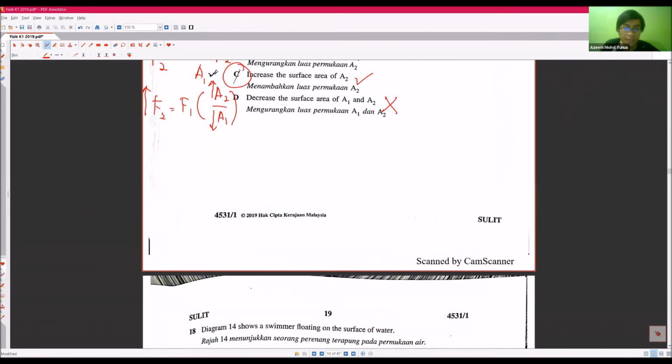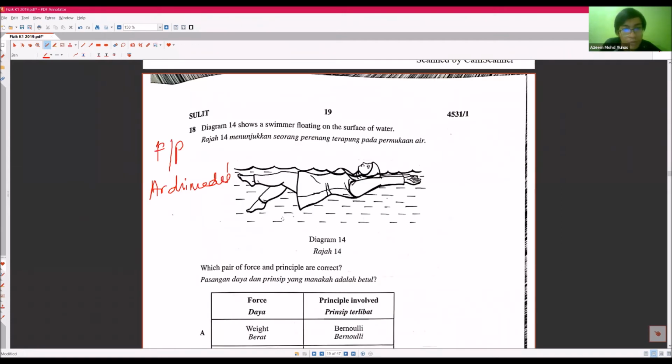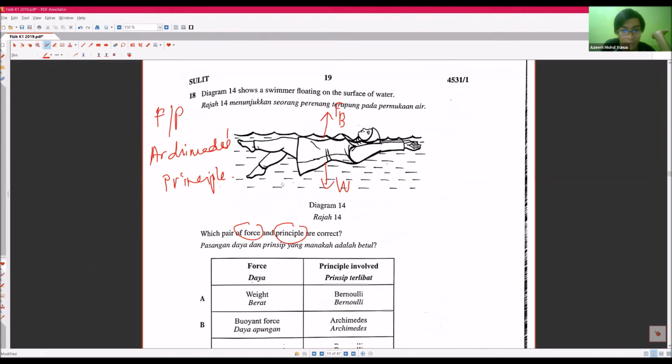Number 18, Archimedes' Principle. This one can be confusing sometimes, but let's see the question first. Diagram 14 shows a swimmer floating on the surface of water. Which pair of force and principle are correct? So what are the forces? Up and downwards. So it's the buoyant force, this is the weight, and the principle is already Archimedes. Buoyant force and weight are not a pair of forces. Buoyant force and weight, this is a pair of forces. So the answer is D.